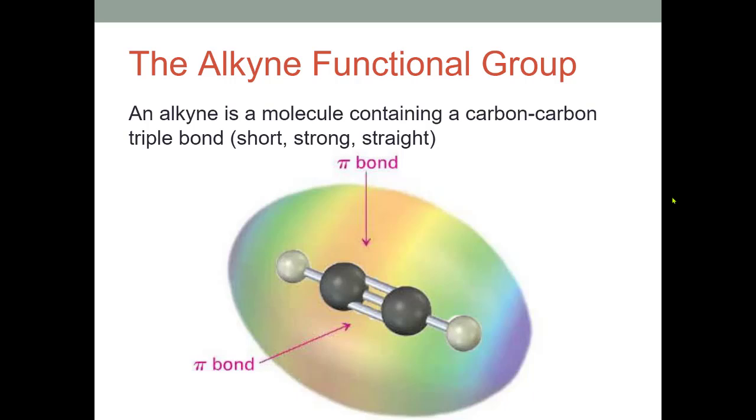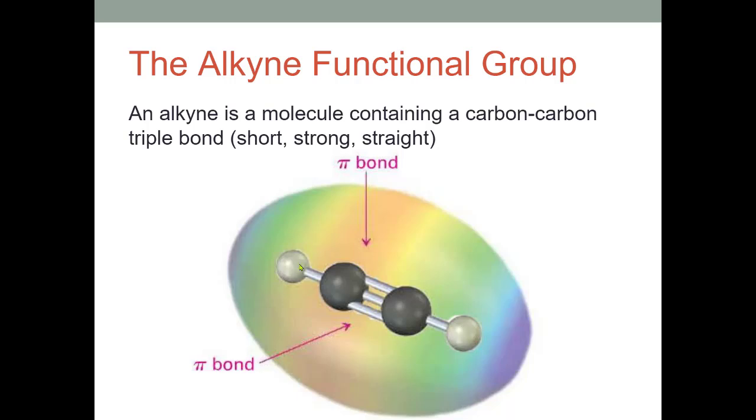So for now, we first start with structure. Remember that the alkyne functional group is composed of two sp hybridized carbons connected by a triple bond. That bond is short, strong, and straight, the three S's here. So we have this very compact structure, and it would involve sort of a linear extension to a molecule.